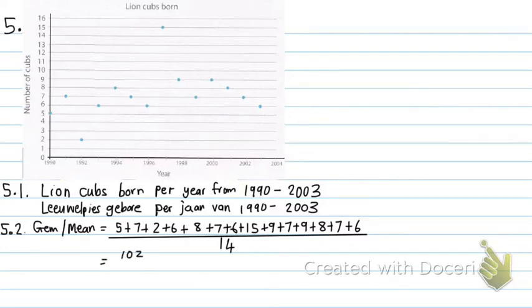My calculator gives me 102 over 14. So 102 divided by 14 gives me 7,23. 7,23 is the mean number of cubs.